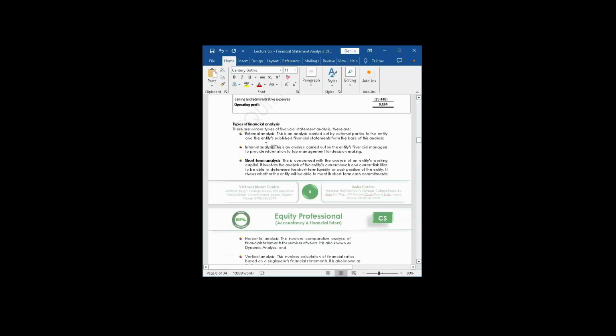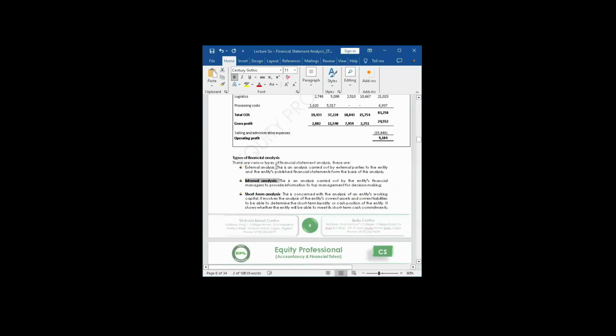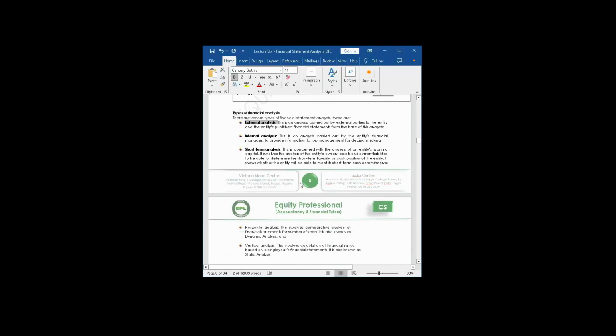Then we also have short-term analysis, where we look at the working capital of the organization. That analysis considers the current assets and current liabilities of the business. That is short-term analysis.